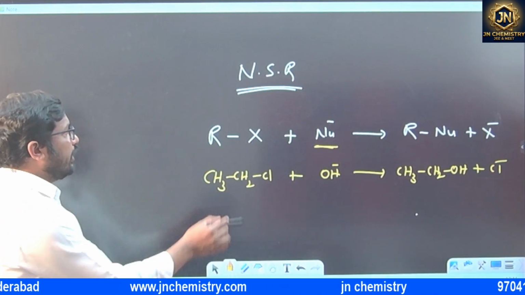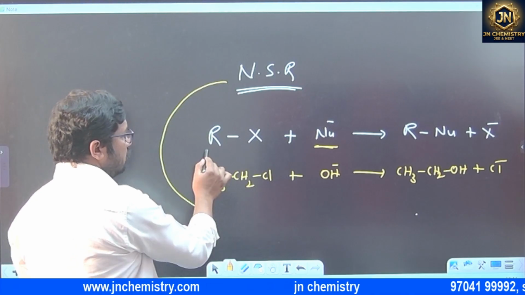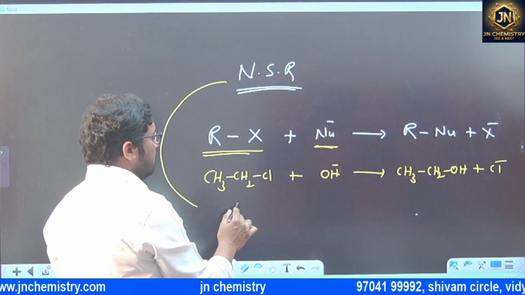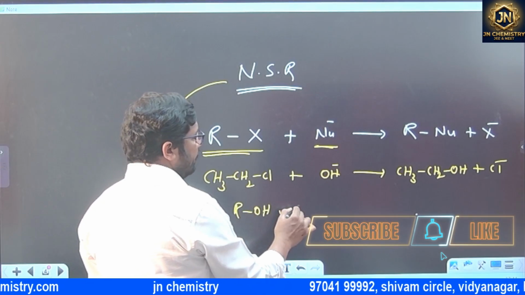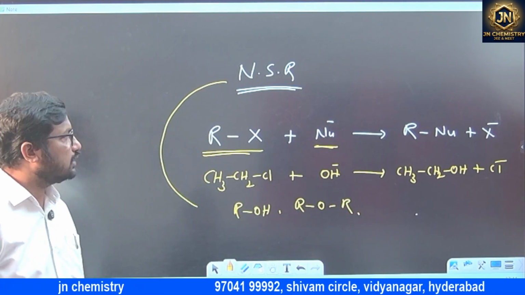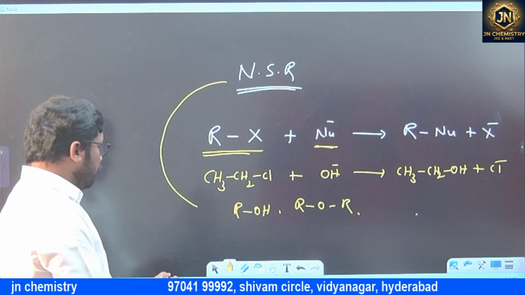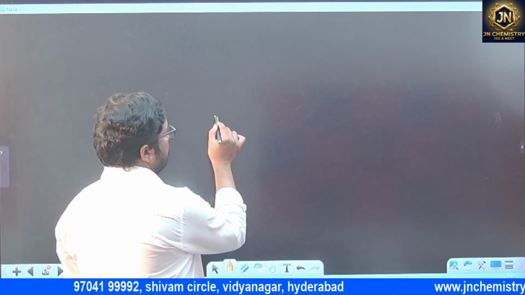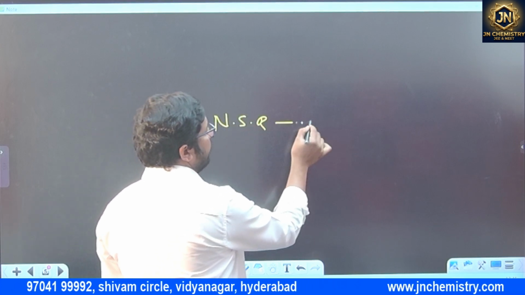Particularly, these nucleophilic substitution reactions are undergone majorly by alkyl halides. Along with alkyl halides, somewhat alcohols and ethers also we can see the nucleophilic substitution reaction. The nucleophilic substitution reactions, once again we are going to classify into 3 types.